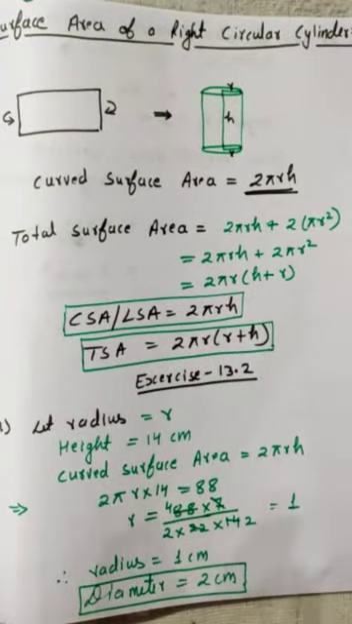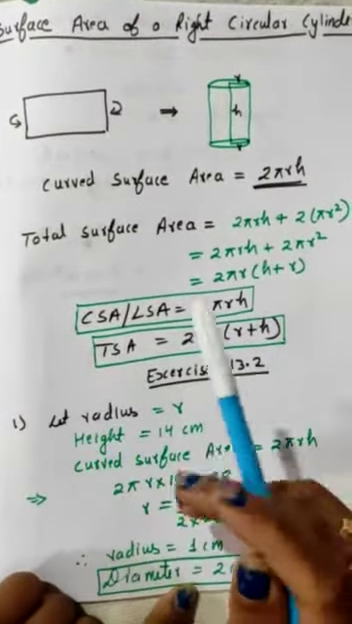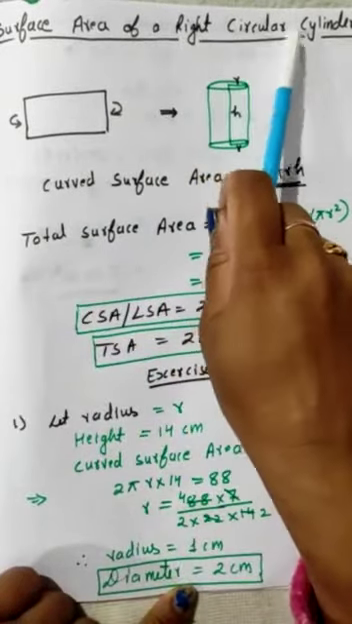So after the unit tests are over, now we have to continue with our studies. Okay, so we were doing surface areas and volume. In that chapter we have already completed one exercise which was based on cube and cuboid. Now we're going to study about the circular cylinder.